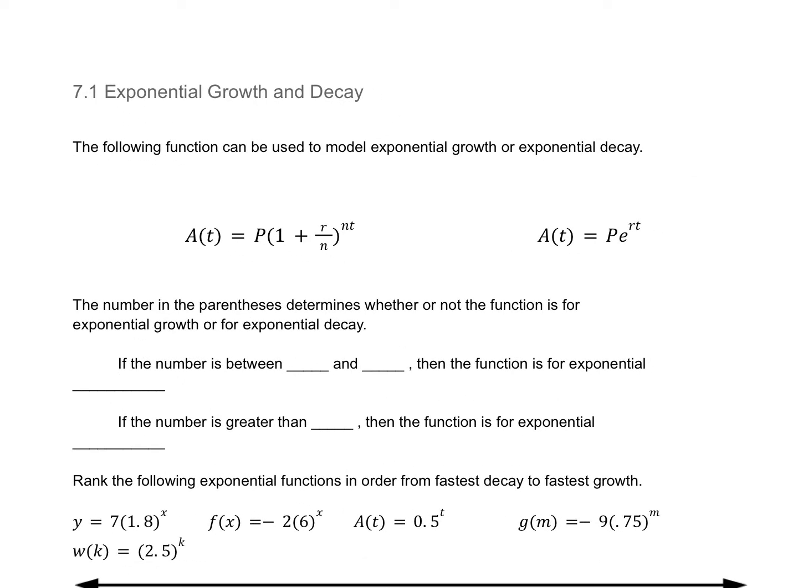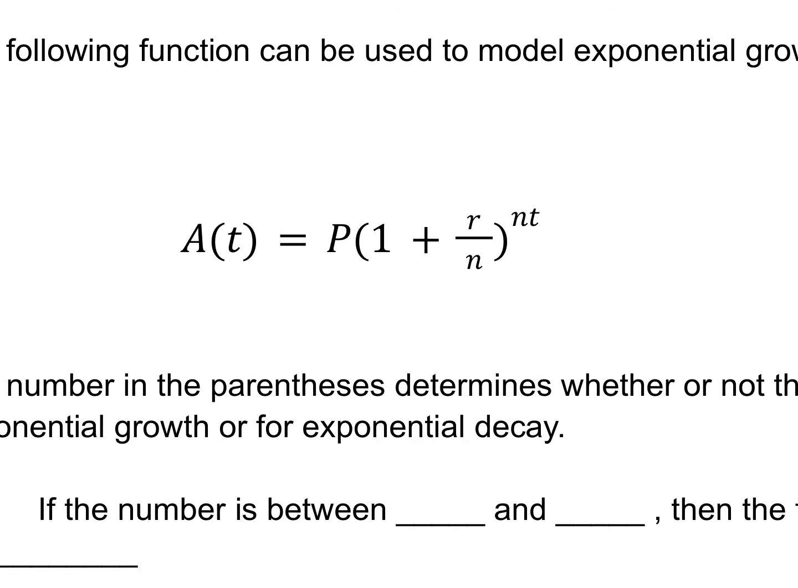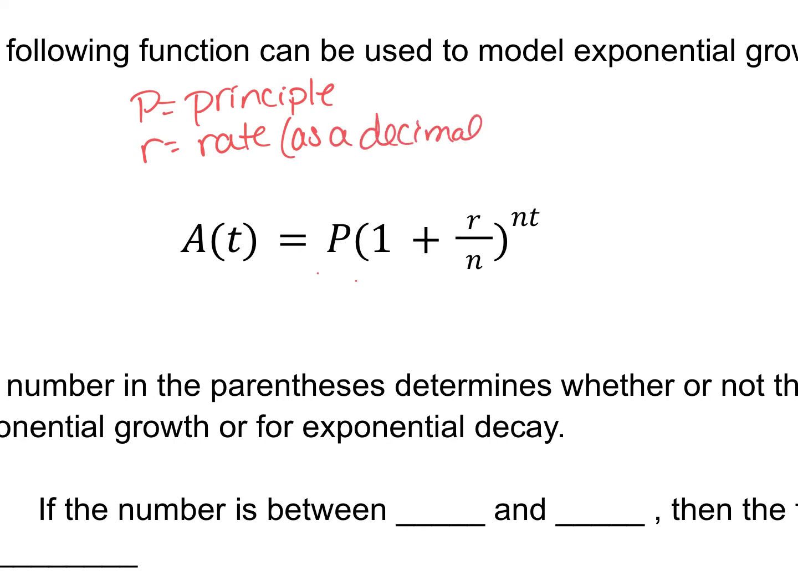Okay, so here are the two different formulas that you need to know. The first one is the one that's used most often, and this is how to find the interest rate of something that is compounded during a certain amount of time. When you're doing this, the P is your principal, that's your initial amount, how much you're putting into it. The R is your rate as a decimal. You're going to have to do some converting between decimals and percent.